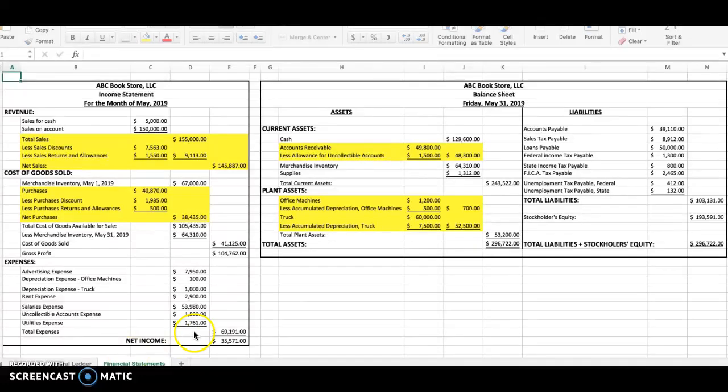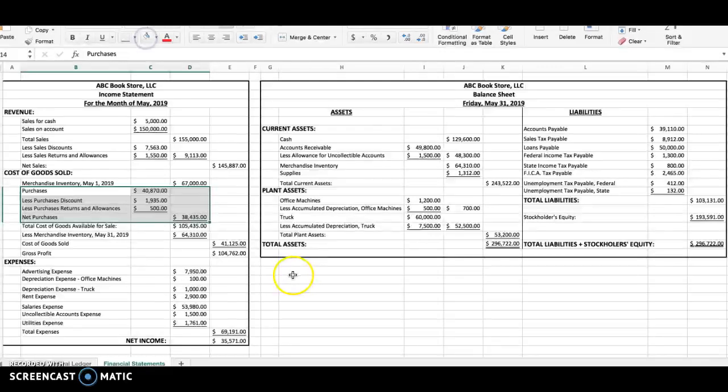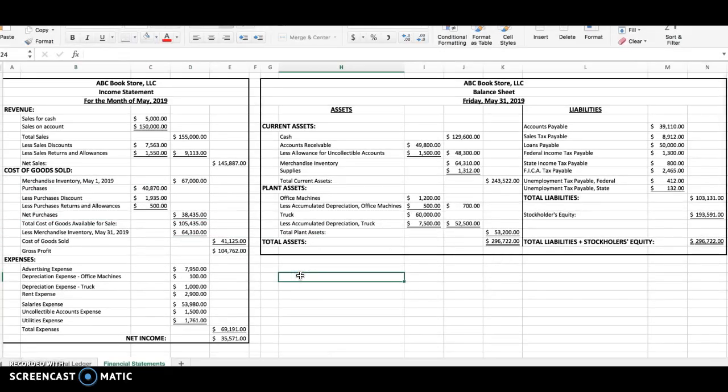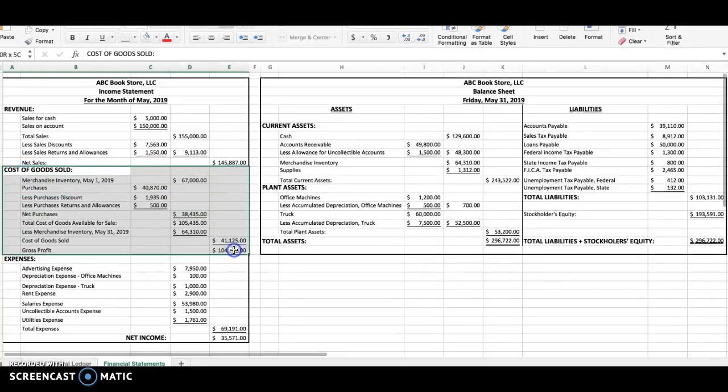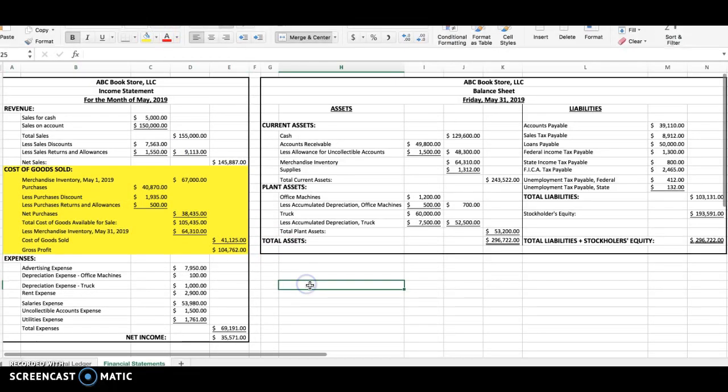Now I want to focus on just part of the income statement at this point. So let me go over to first the balance sheet and get rid of our highlights. Same way on our income statement. So we're going to focus right now in topic 14 on this part of the income statement. Cost of goods sold.